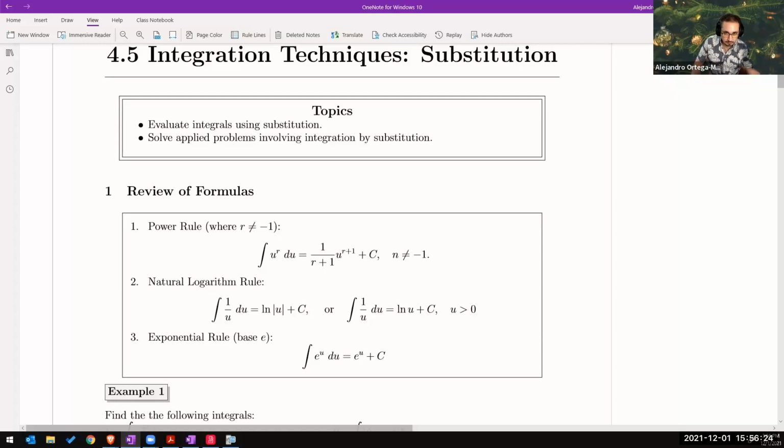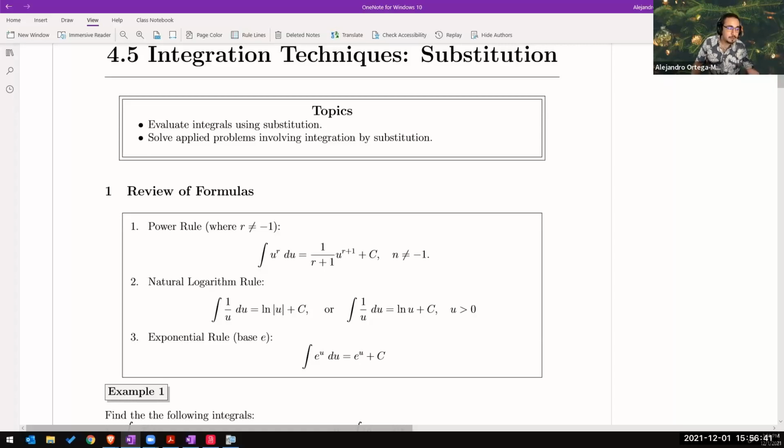All right, but remember though, in general, the power rule for antiderivatives or integrals was the following. If you have the integral of u to the r du, then we just add 1 to the power and divide by that. Now these ones here are indefinite integrals. They don't have any limits of integration.